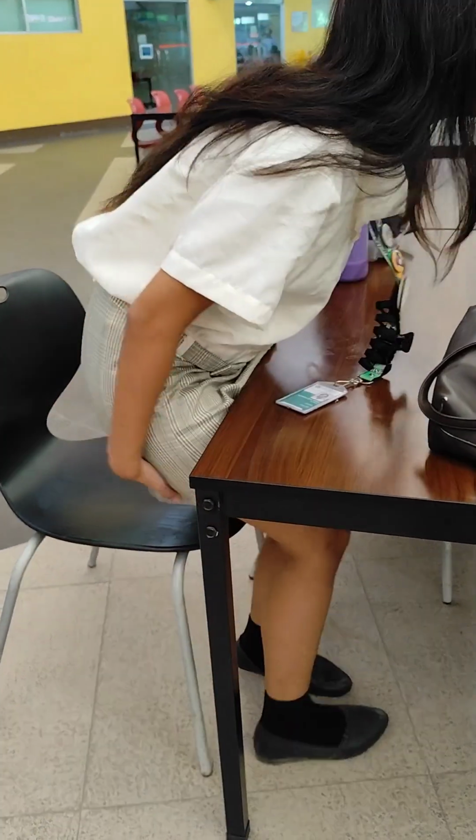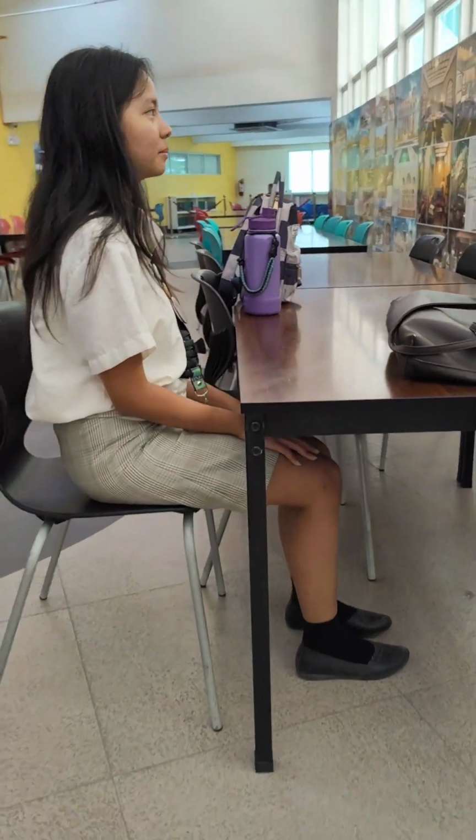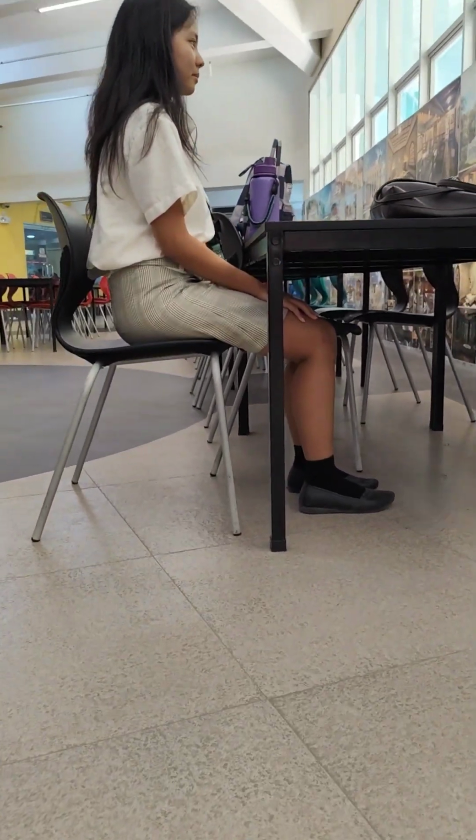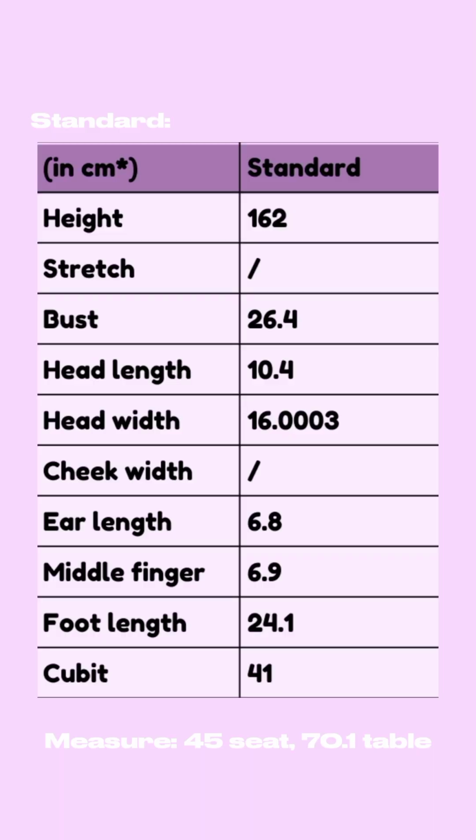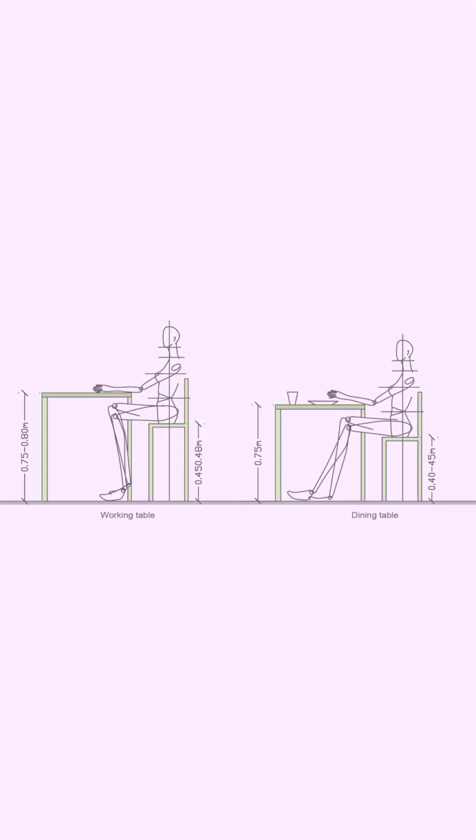Our first area for this category is the library study hall. Here we use studying as the context for working sitting measurements, taking into consideration the heights of the tables and the chairs.